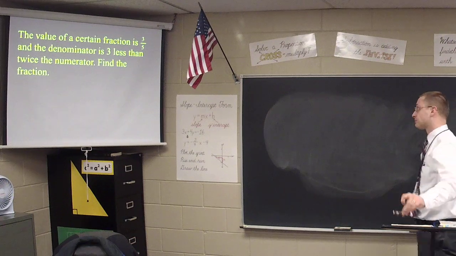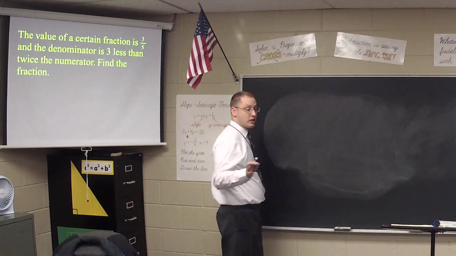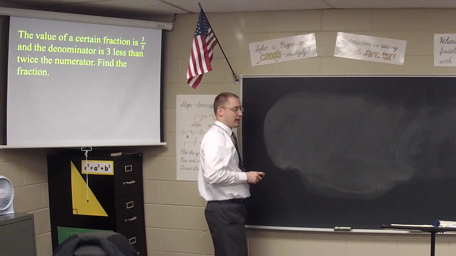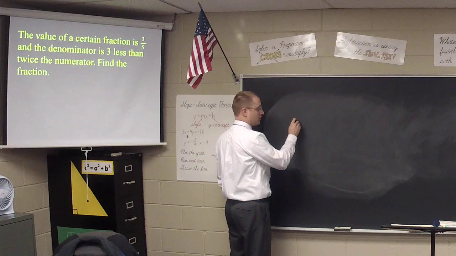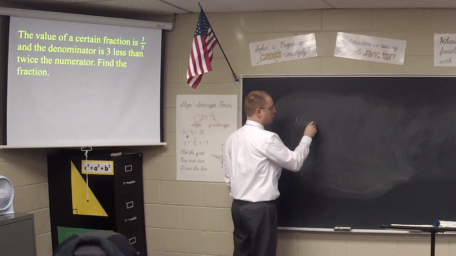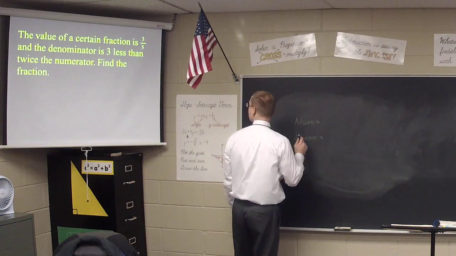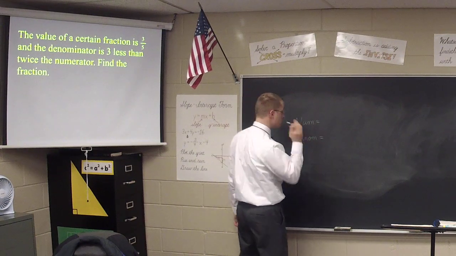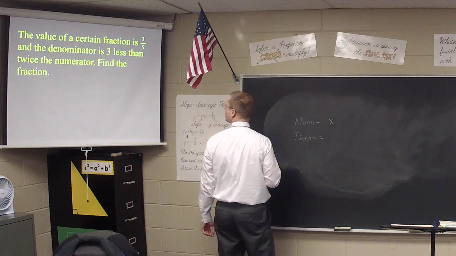Got it? As the rest of the class finishes, how many unknowns did you have? What were they? Good, the numerator and the denominator. Which one did you choose to be x, Brecken? Numerator. How did you represent your denominator?